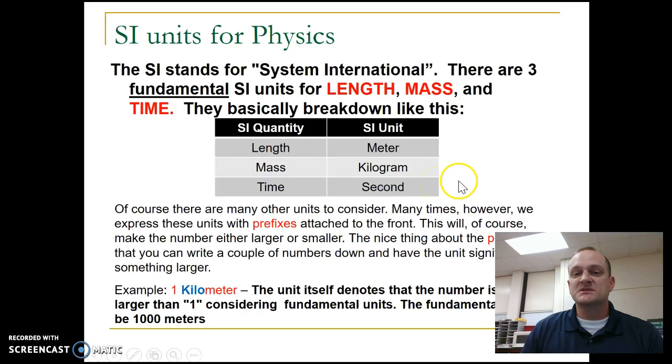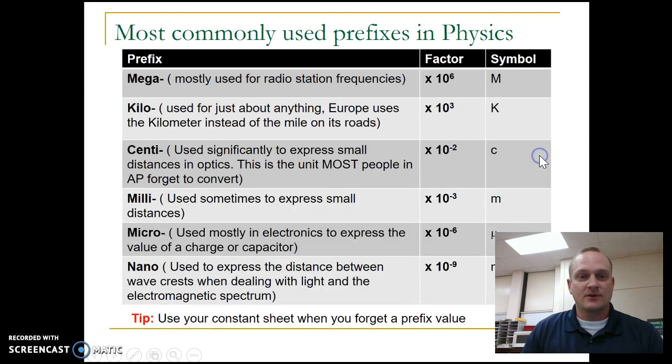So just to give you an example, speed is meters per second. So it's made up of a fundamental unit of length and a fundamental unit of time. Now we can add prefixes to these units in order to make the numbers either larger or smaller. So for instance, a kilometer is actually going to be 1,000 meters, right? So instead of having to write the number 1,000, we could just write kilo, and we know that there's 1,000 of those there.